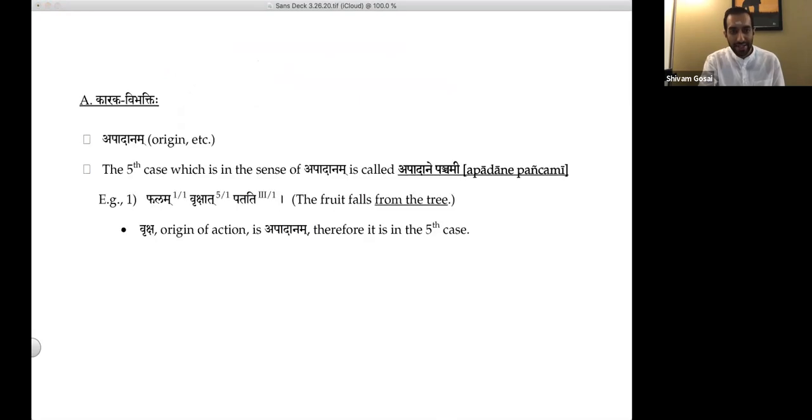Okay. Next time, we're going to look at the fifth case. In the Karaka connected is Apadanam. So something to look forward to. Apadane Panchami. Okay, we'll stop there.